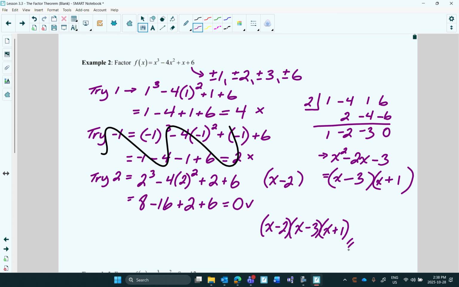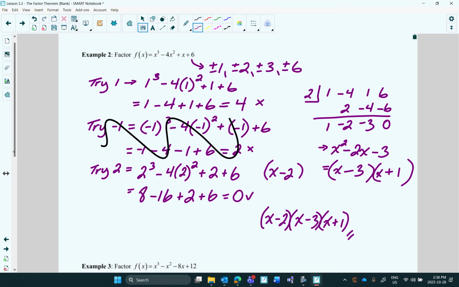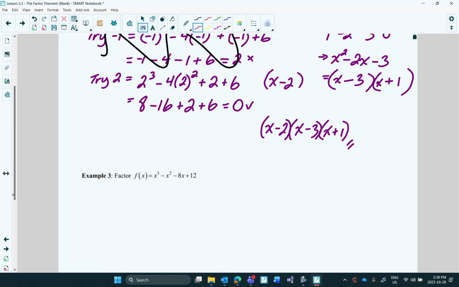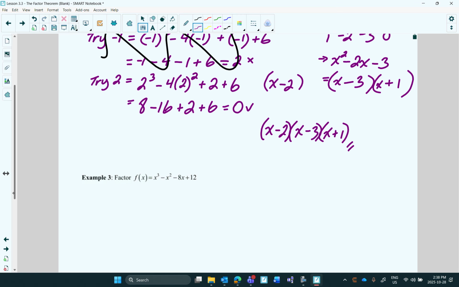Okay, I want you to go on the last one. This one's going to have quite a few factors to try, but again, try low. Calculations are easier. Chances are you're going to find one sooner than later.